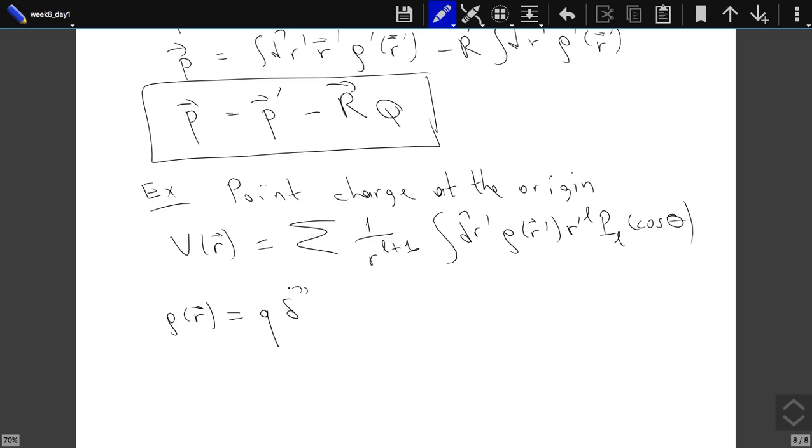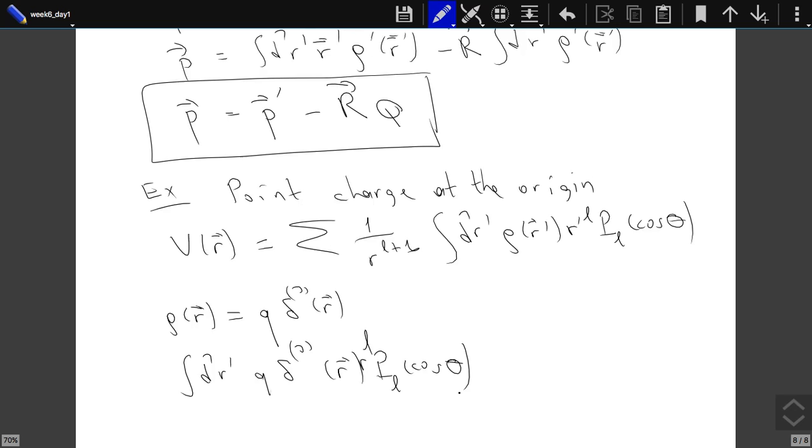Q times Dirac delta R. It is 0 everywhere except at the origin. But you see, when you are calculating this integral, the Dirac delta tells me that wherever you see this R vector, you should put the 0 vector. The 0 vector has 0 magnitude.